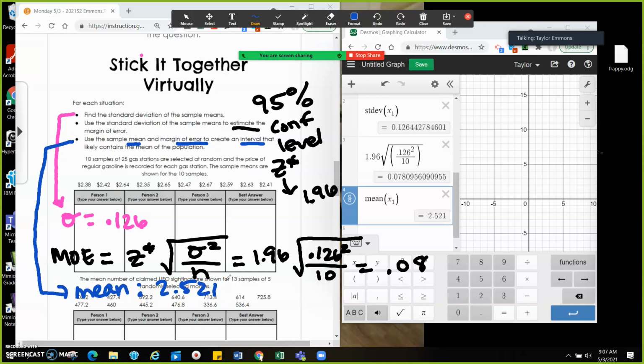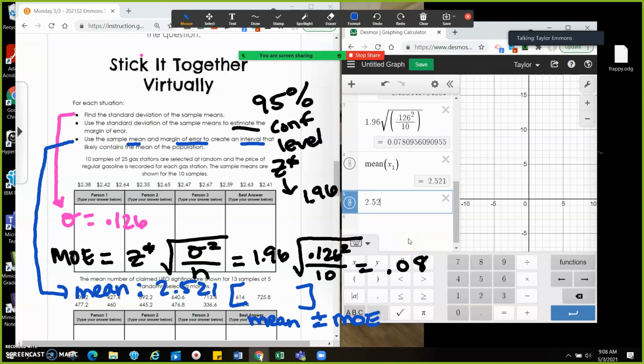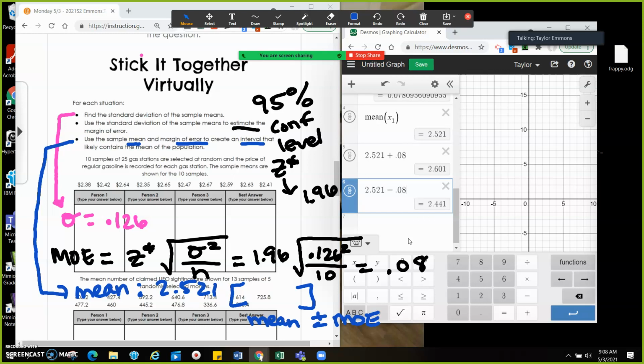So in order to create this interval, you're going to take the mean and add and subtract the margin of error. So we're going to take the mean, which is 2.521, and add the margin of error, and then take the mean and subtract the margin of error. This is going to give me an interval of 2.441 to 2.601.